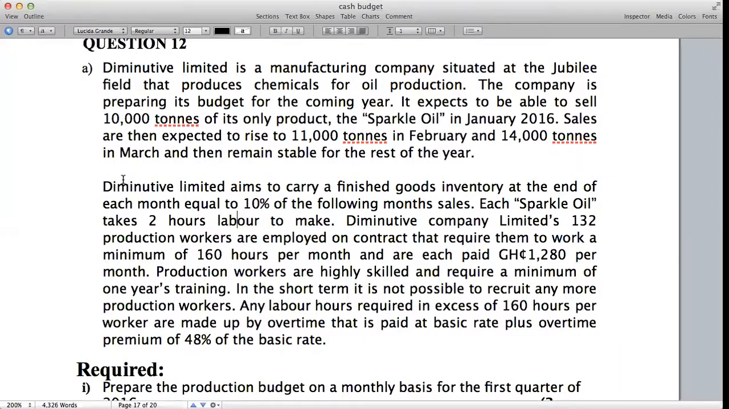So if they are 132 and they're going to work for, okay, there's a question for me. Let me go and pick it up.